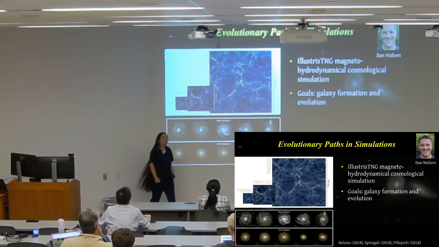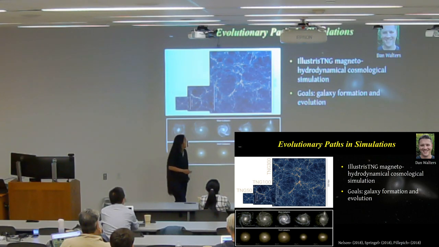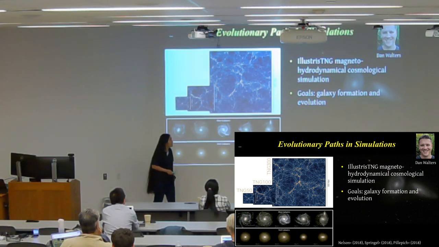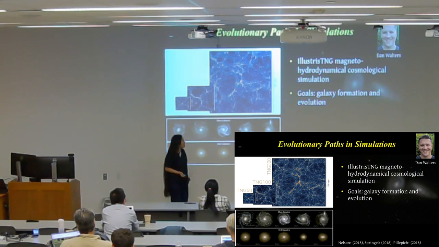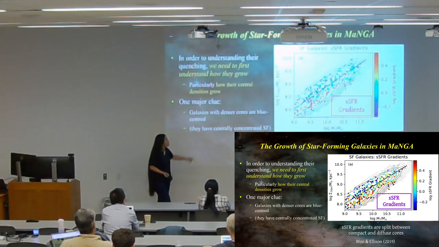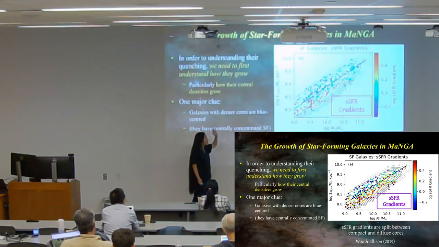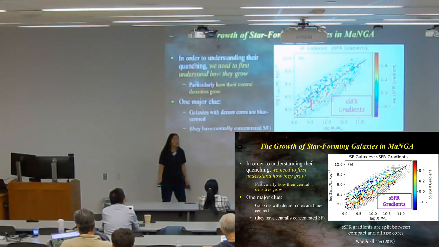So we tried to understand this effect in the IllustrisTNG simulation. This was work done by my collaborator Dan Walters over a couple of papers. The goal was to understand how galaxies evolve in this diagram. What determines whether or not their core grows quickly? What determines whether or not their core is dense or not?